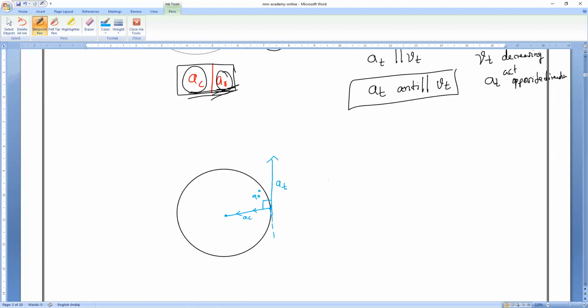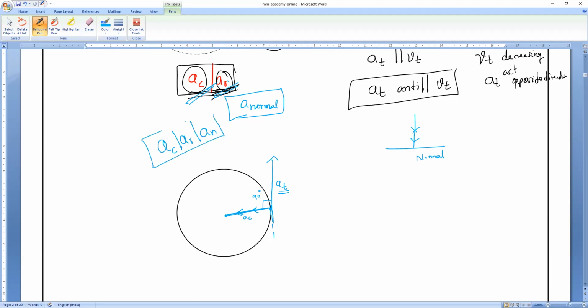this is also what we can call normal. Do you all understand? That is why the acceleration which is acting along the normal, perpendicular to the tangential acceleration, is called normal acceleration. So centripetal acceleration, or radial acceleration, we can also call normal acceleration. Is it clear, brothers? Understanding?